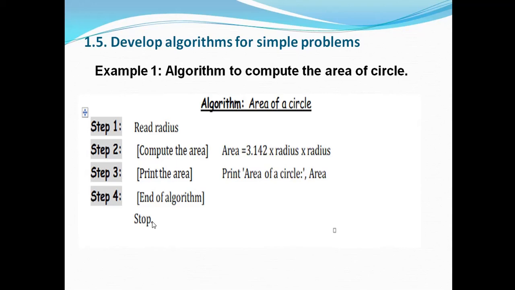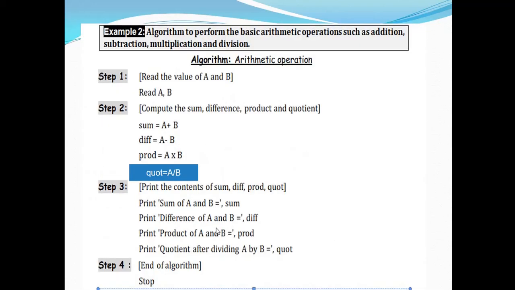It represents the end of the algorithm. So this is the simple algorithm to calculate the area of a circle. And next we see the algorithm for basic arithmetic operations. The basic arithmetic operations are addition, subtraction, multiplication and division.